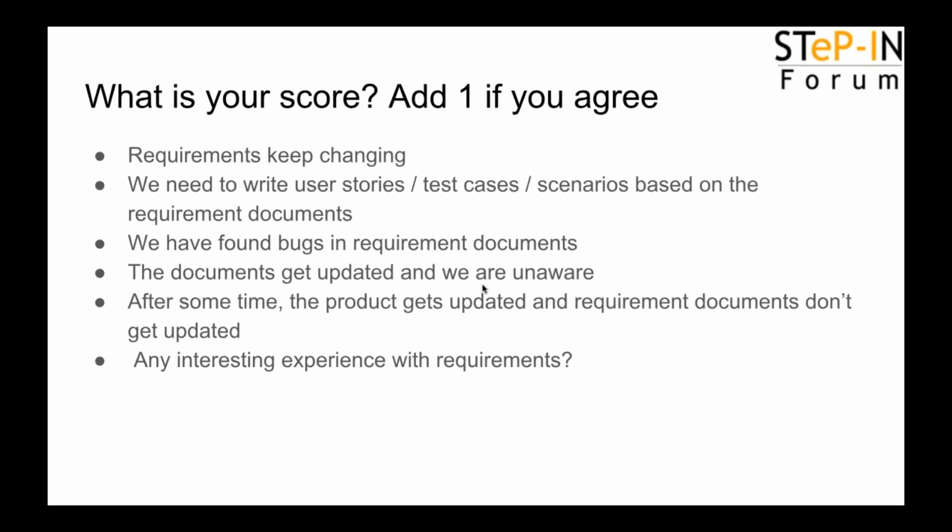As I mentioned, the first and the fourth point are related. Just know who updates, know where they update, and know how to get into the loop. After some time, the product gets updated and the requirement document doesn't get updated. File a bug that the requirement document needs to be updated and put a person responsible for it. Okay. Now let's check out the next slide.